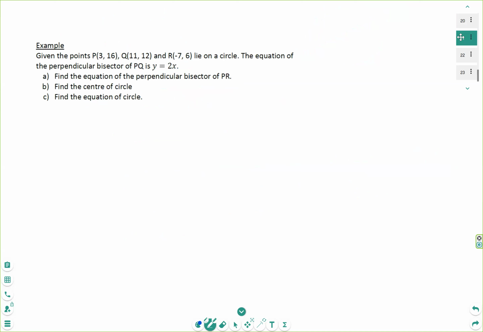Example again. Given the points P, Q, and R, I told you it's always P, Q, and R. We're fed up of them. So boring. Why can't they use something weird like G, H, and I? Given the points P, Q, and R all lie on a circle, the equation of the perpendicular bisector of PQ is y equals 2x. Find the perpendicular bisector of PR.